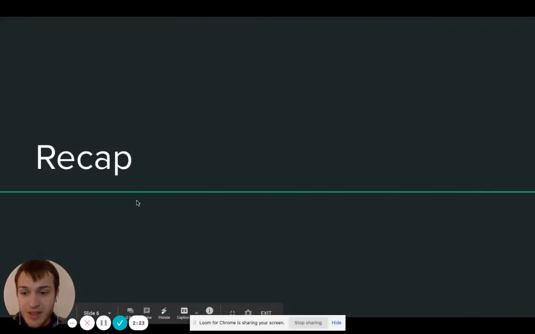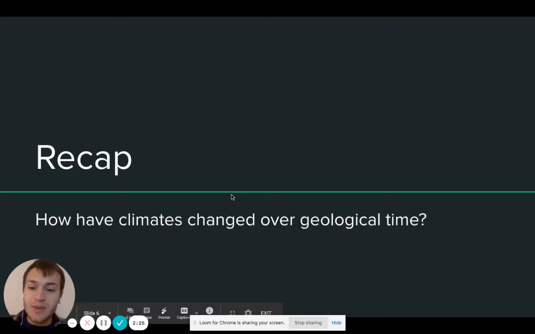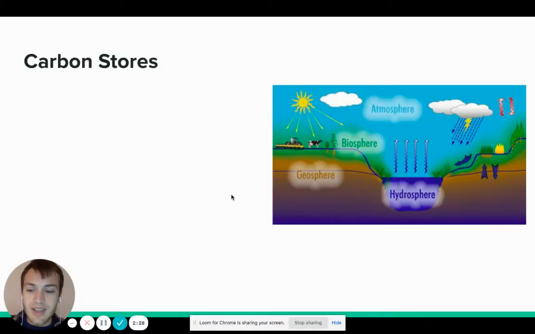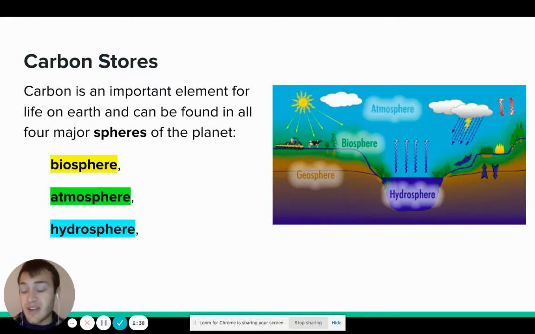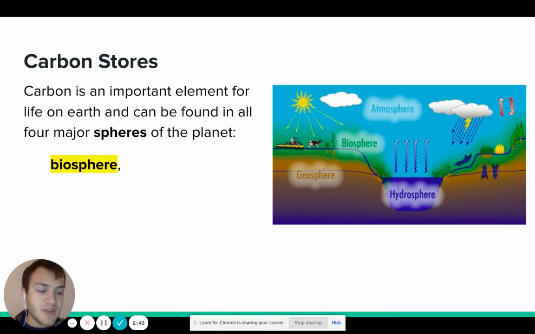All right, so let's quickly recap. Last class we talked about carbon stores. We talked about how there are carbon stores in each major sphere of the planet, which would be the biosphere, the atmosphere, the hydrosphere, and the geosphere. Starting with the biosphere, that is all living things on Earth: plants, animals, bacteria, fungi, humans. All of these things are part of the biosphere.